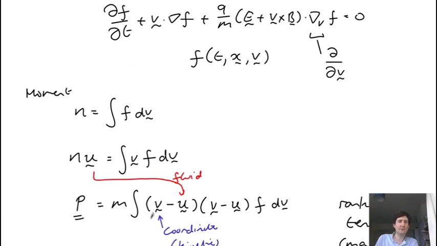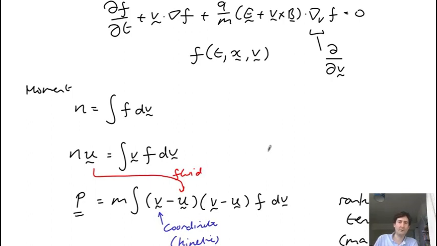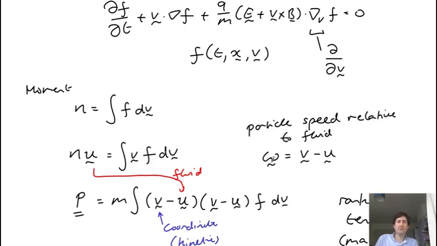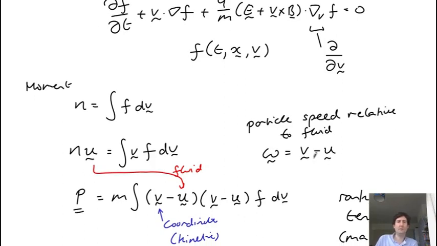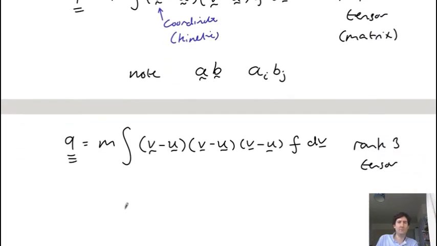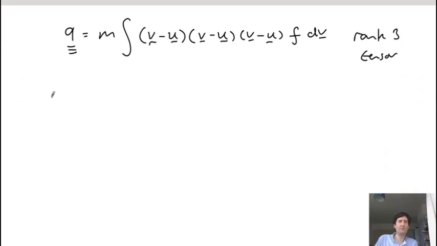So to calculate the pressure equation, for example, we multiply through by v minus u twice, and then integrate over all velocity. It's helpful to define this velocity w, as in earlier lectures, which is v minus u. So it's the speed of a particle relative to the fluid motion. So if you multiply through by w twice and then integrate over all velocity, a lot of manipulation and mathematics later, you end up with an equation for the pressure tensor.